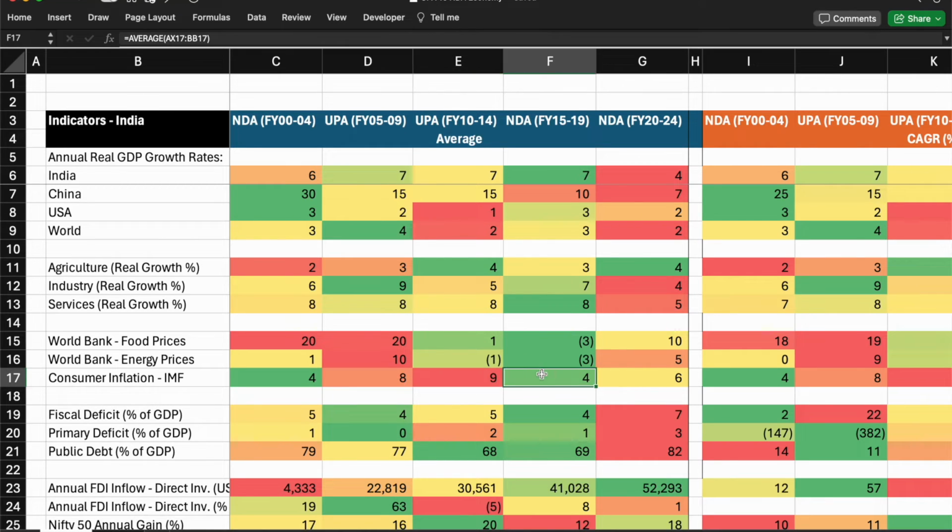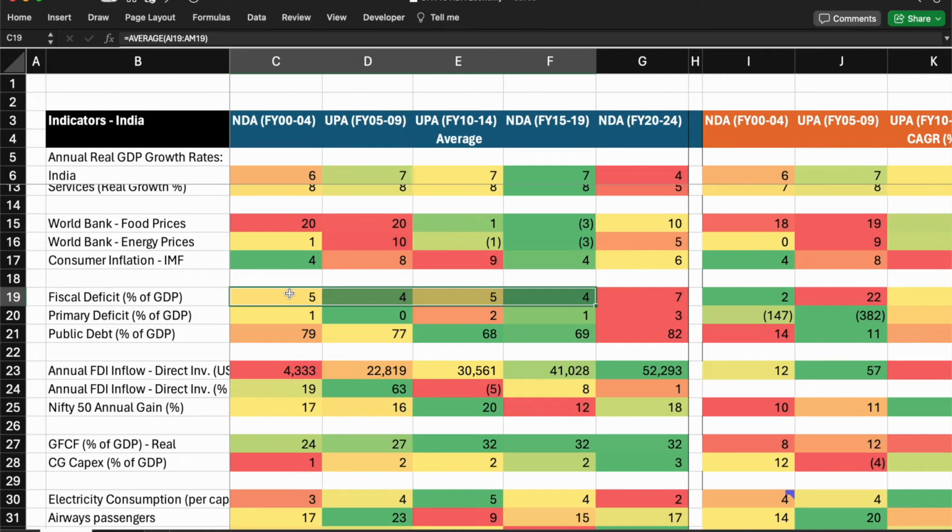After that it came down, but if you see, food prices have declined. It is negative 3%. Earlier it was positive 20%. Later it became negative 3%. Fiscal deficits have not been quite different. Average fiscal deficit has been around 4 and 5%. Now only it is 7%.